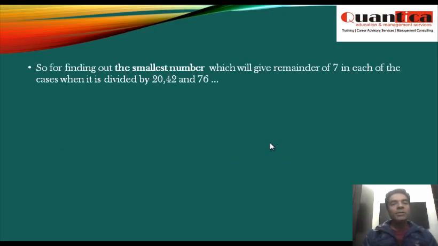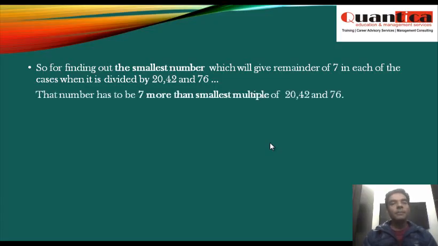For finding the smallest number which will give a remainder of 7 in each of the cases when it is divided by 20, 42 and 76, this number has to be a multiple of all three of them plus 7 more, because we are getting a remainder of 7. So what we are talking about is nothing but the least common multiple of these three numbers, 20, 42 and 76, plus 7, which is going to be our answer. The LCM of 20, 42 and 76 is 7980, plus 7 will give you 7987, which when divided by 20 leaves a remainder of 7 in all cases.